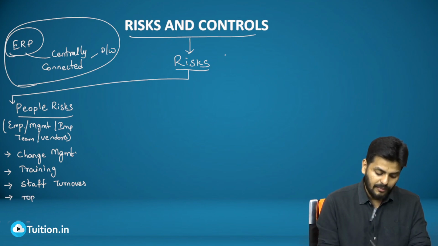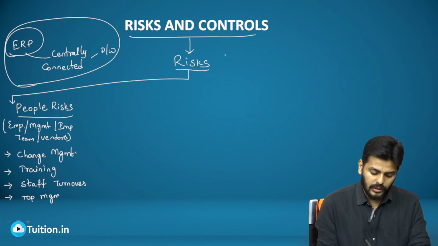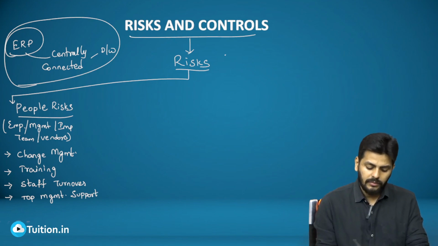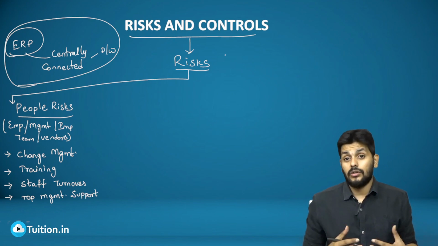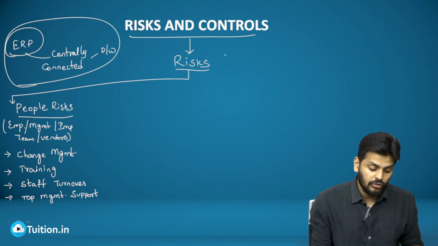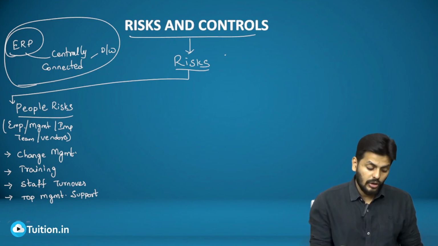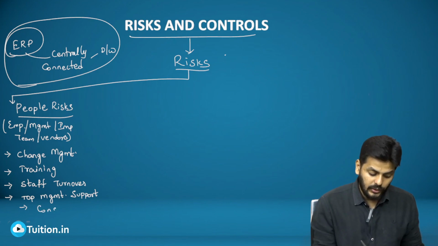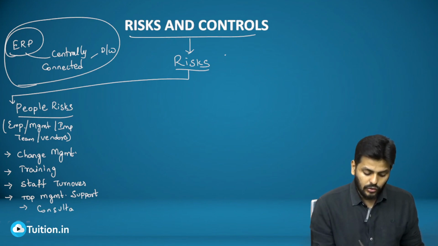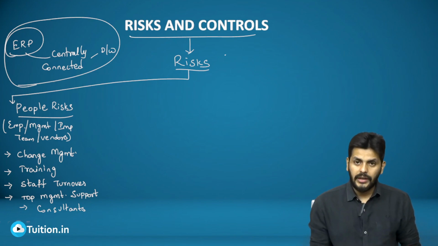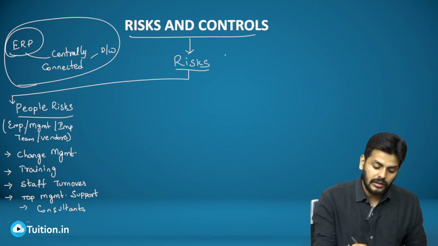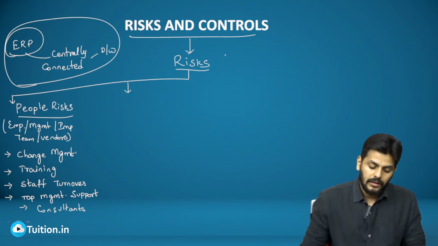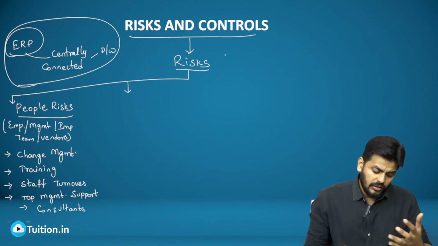And you need to have proper top management support. It's not a one-day exercise, guys. It's a long-term exercise. It may take even a year or 2 years to implement the ERP completely. So you need to get top management support and engage consultants. And when you engage consultants, there's always the concern of third parties walking into the system, and when they do, there is always a risk that emerges. So yeah, that's the first risk, people risk.